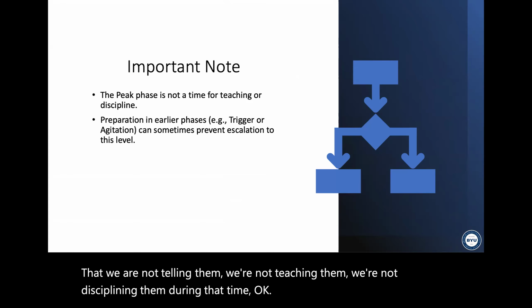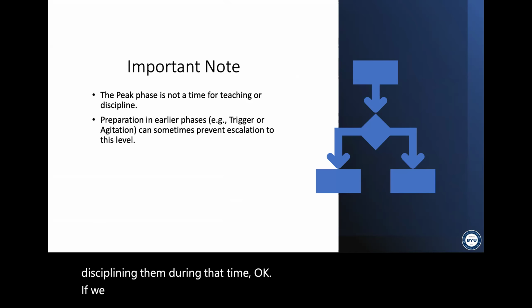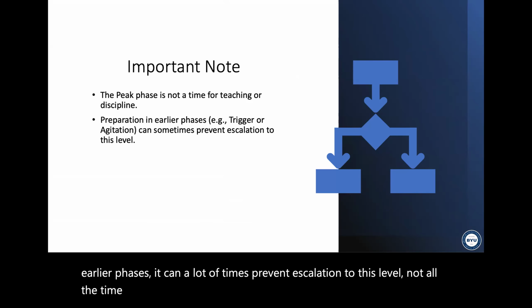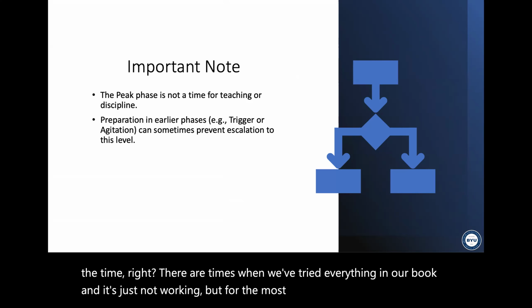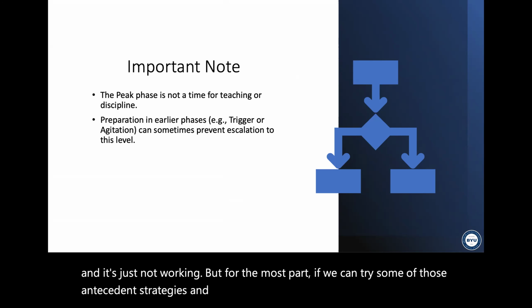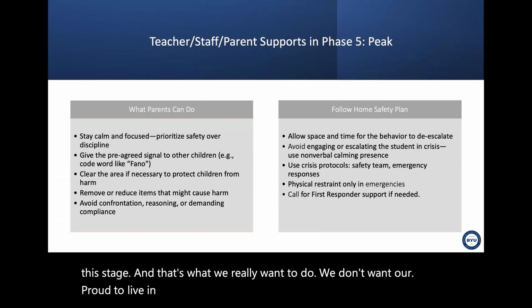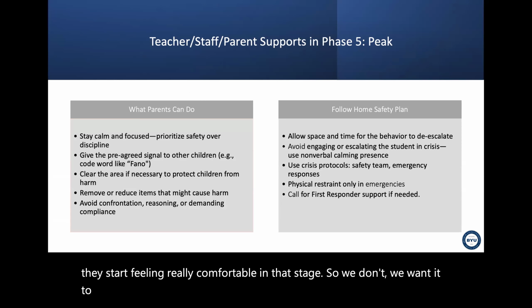If we prepare or we have things that we are helping support them in the earlier phases, a lot of times it can prevent escalation to this level. Not all the time, right? There are times when we've tried everything in our book and it's just not working. But for the most part, if we can try some of those antecedent strategies and supports, then it can help prevent getting us to this stage. And that's what we really want to do. We don't want our child to live in that stage for a long period of time over and over because they start feeling really comfortable in that stage. So we want it to occur as little as possible.